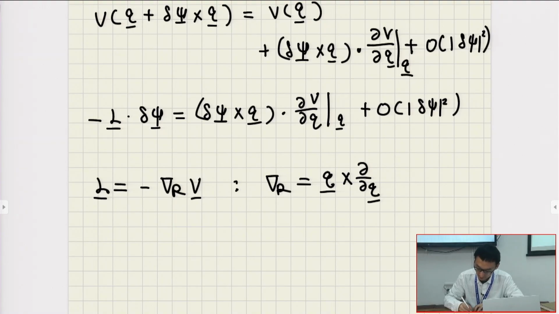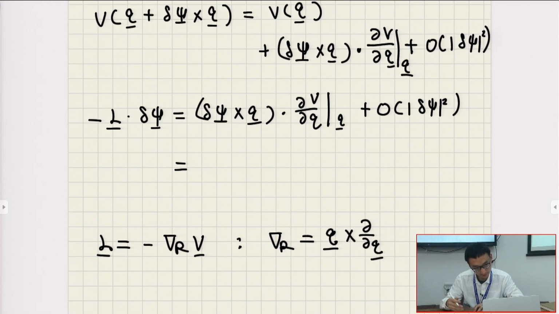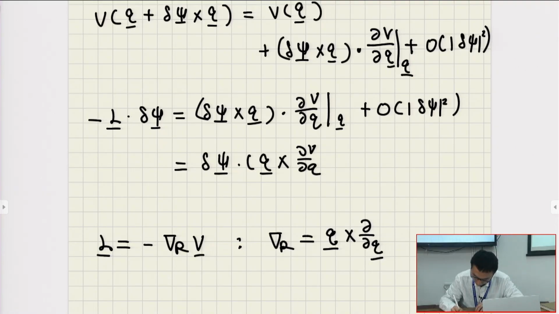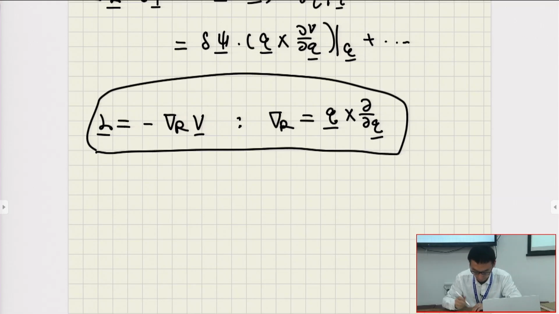So what I've done here is I've made use of a vector identity, so you can swap the order of the cross product with the dot product in a certain way that wouldn't change the sign. So in this case, that gives us delta psi dotted with Q cross dV/dQ, at Q. And then equating both sides means that we can write it this way. So that's one way to write the rotational gradient operator. Okay, so that's great.